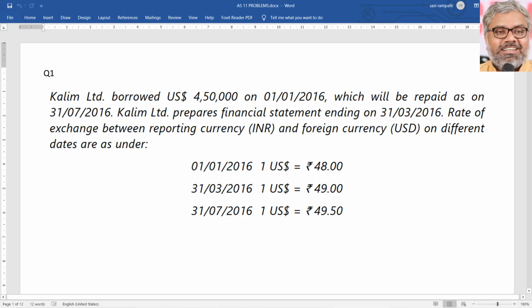The rate of exchange between the reporting currency and the foreign currency, that is USD, on different dates is given as follows. On 1/1/2016, $1 was 48 rupees. On 31st March, that is the reporting date, $1 became 49 rupees. And when the settlement actually happened, that is on 31st July 2016, $1 was 49.5. The point is, how are we going to record these transactions in the books of accounts of Kaleem Limited according to Accounting Standard 11?